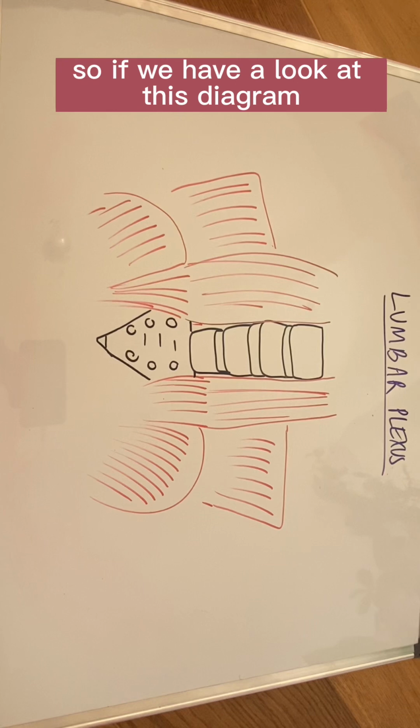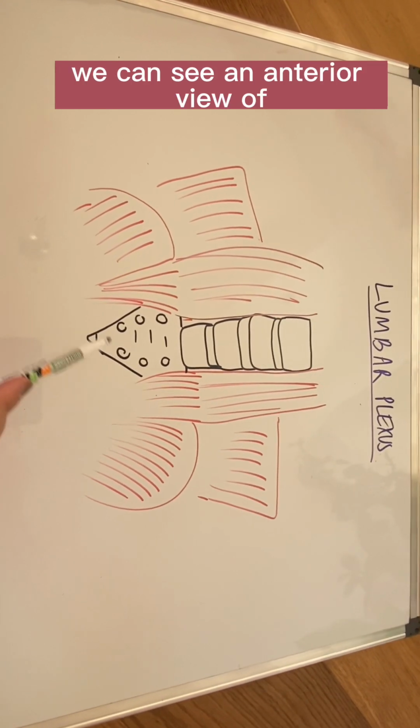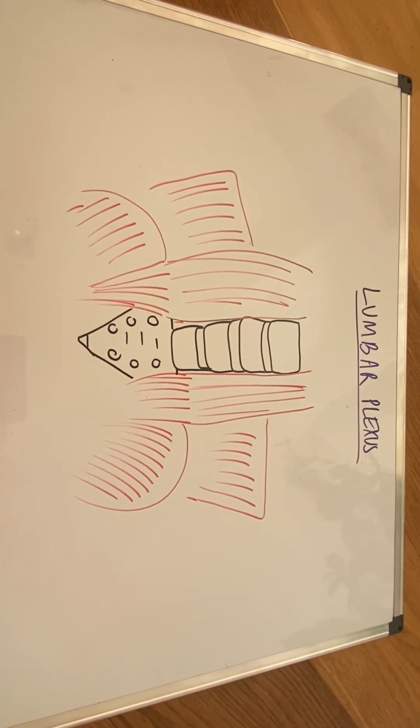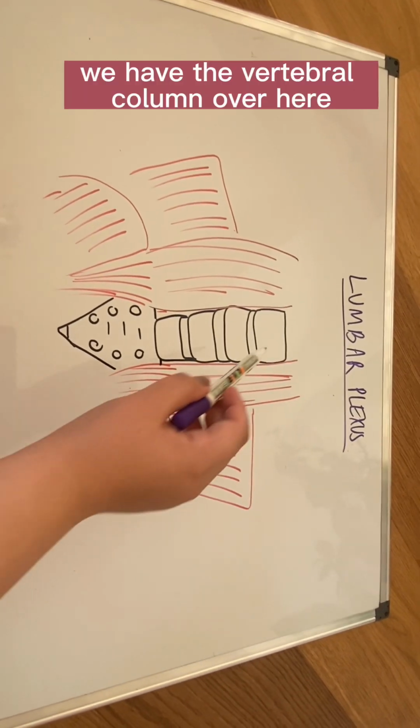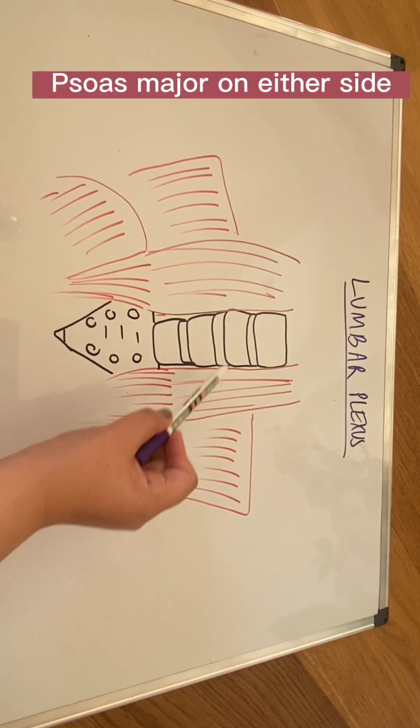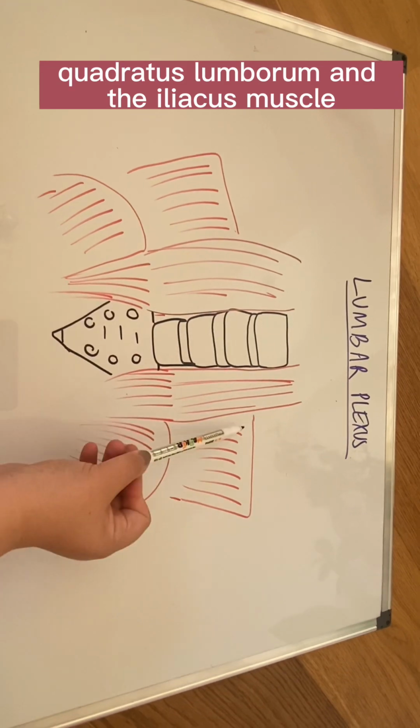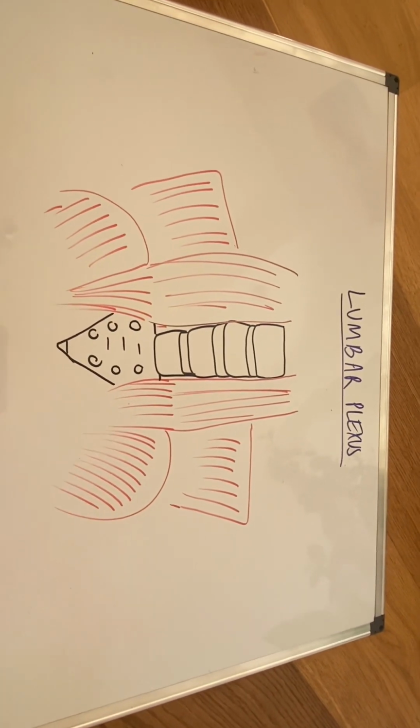So if we have a look at this diagram and see what we can see here, we can see an anterior view of the posterior abdominal wall. We have the vertebral column over here, psoas major on either side, quadratus lumborum, and the iliacus muscle.